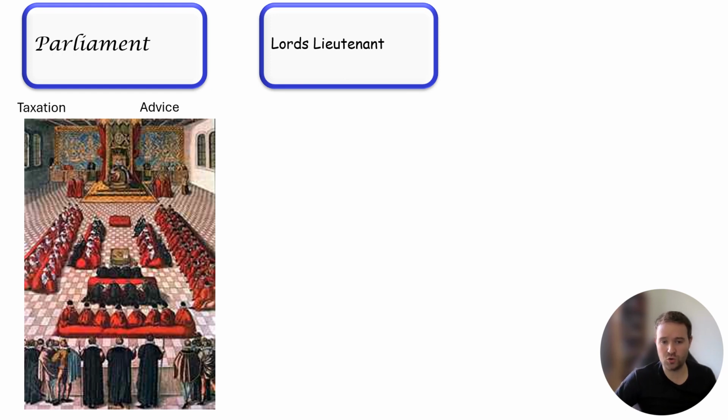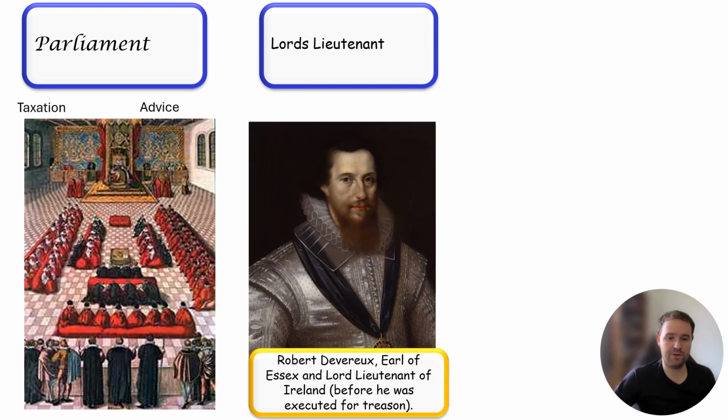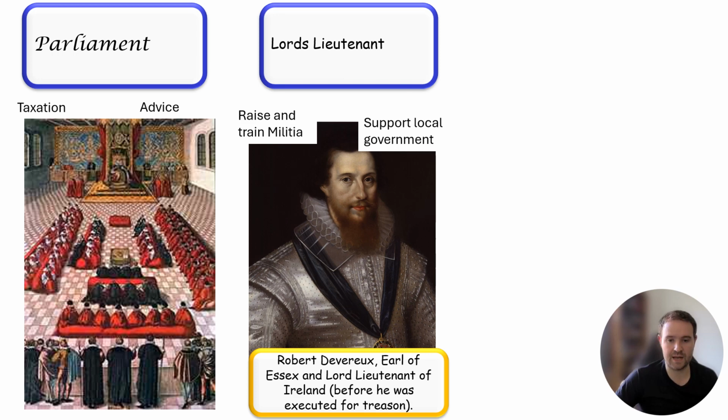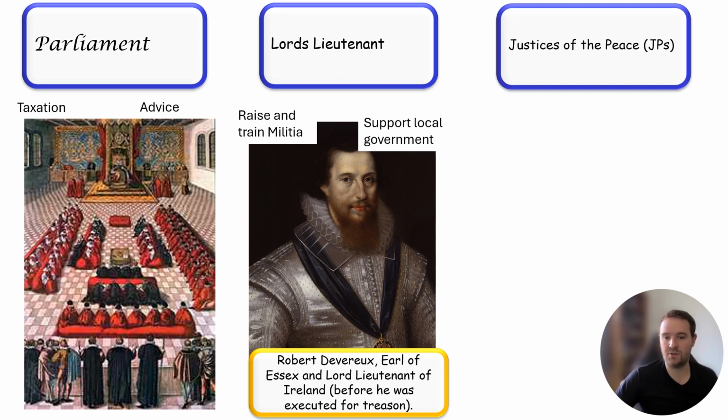We've also got the Lord Lieutenant. Now, quite a privileged position this. A good example is Robert Devereux. They were really mainly for the defence of the land. They would raise and train the militia, which is citizen soldiers, and they would help protect and support the local government.